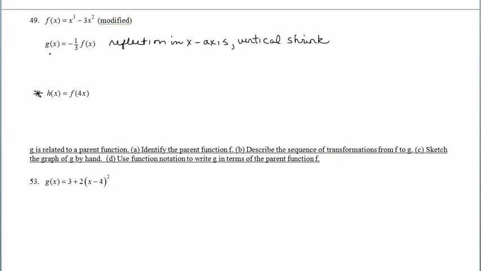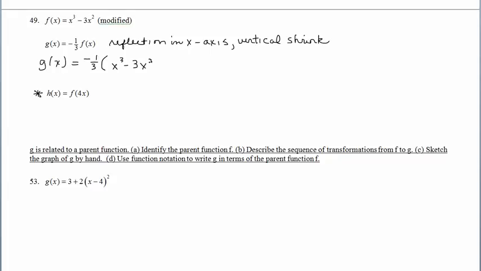Oh, well, how do you get it into y2? Okay, well, you can't enter function notation into y2. So let's come down here and do what we did in 47. So g of x is equal to negative 1/3 times f of x. So all we're going to do is replace actually f of x here. So you can use parentheses or brackets.